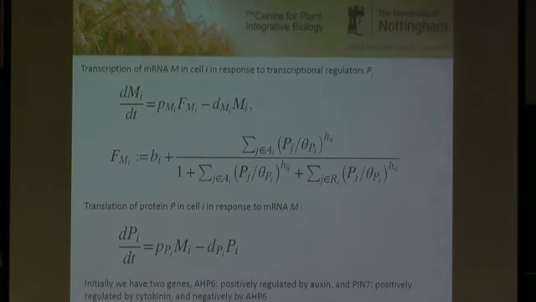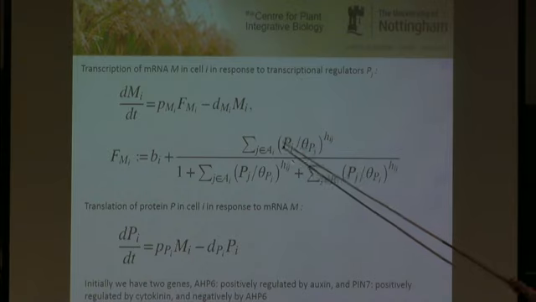In the simplest model, there are only two genes involved. AHP is the one driven by auxin. PIN7 is the one driven by cytokinin. Cytokinin is driven down by AHP. So as a proxy for that, we drive down PIN7 by AHP.